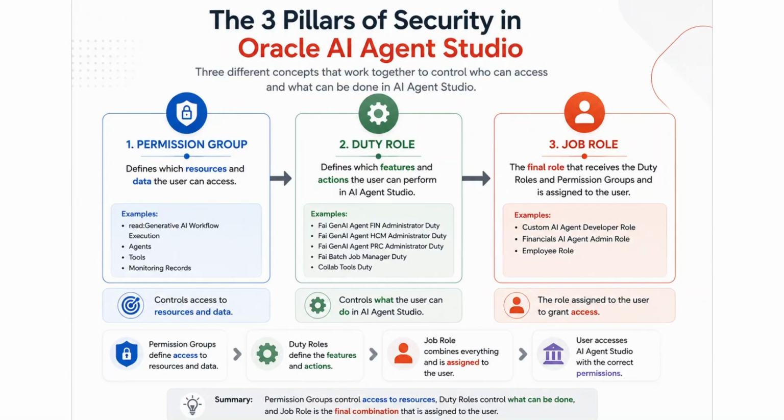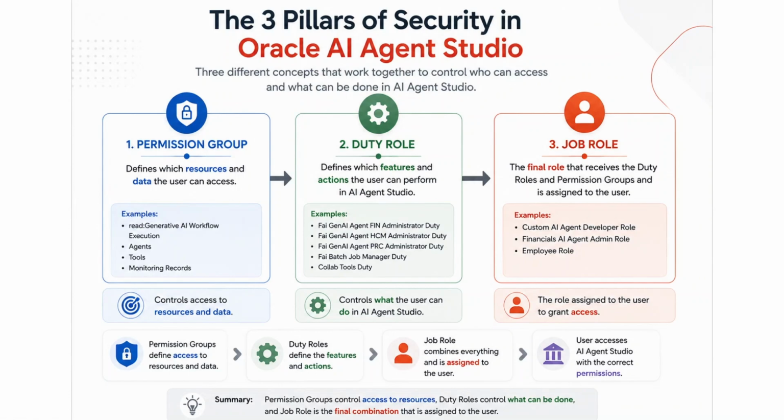Now we have here the slide where we can see the three pillars of security in Oracle AI Agent Studio. The first one is the permission group. Permission groups define which resource and data the user can access. They control access to resources, data, agents, tools, and other objects. And the second one, duty roles, define what the user can do. For example, create agent, manage workflows, or use AI features.